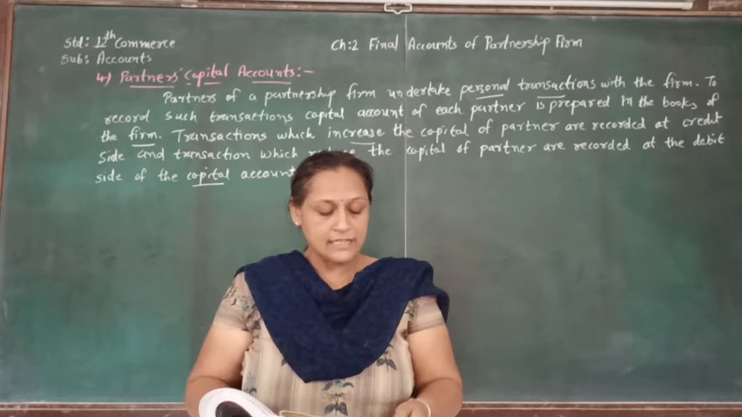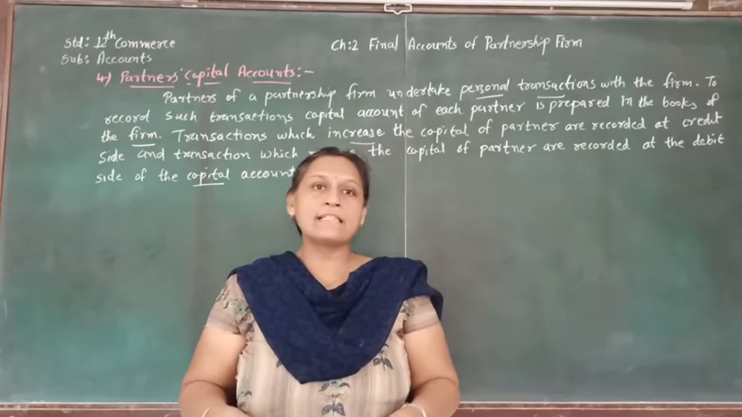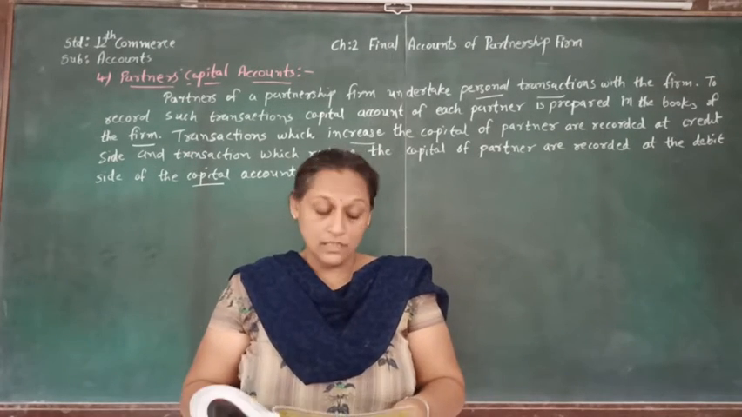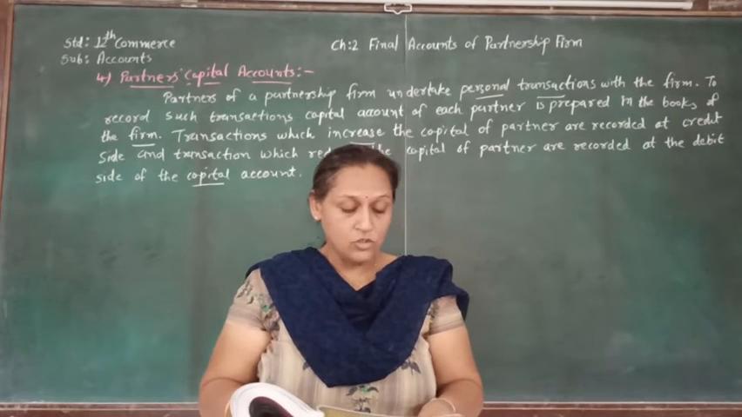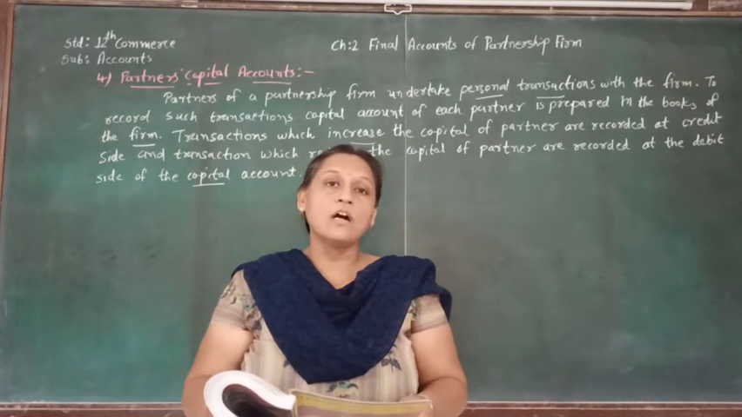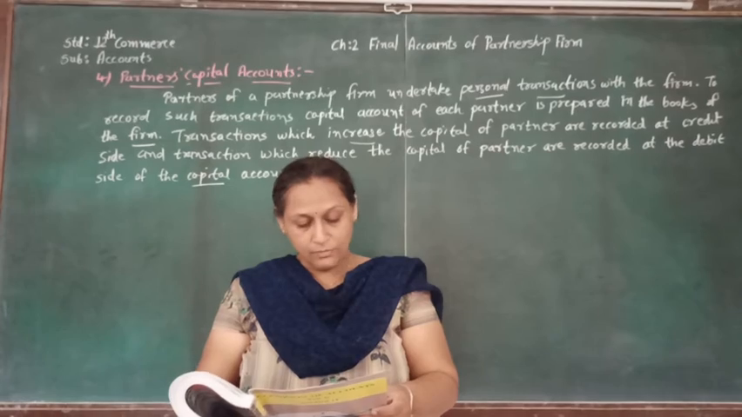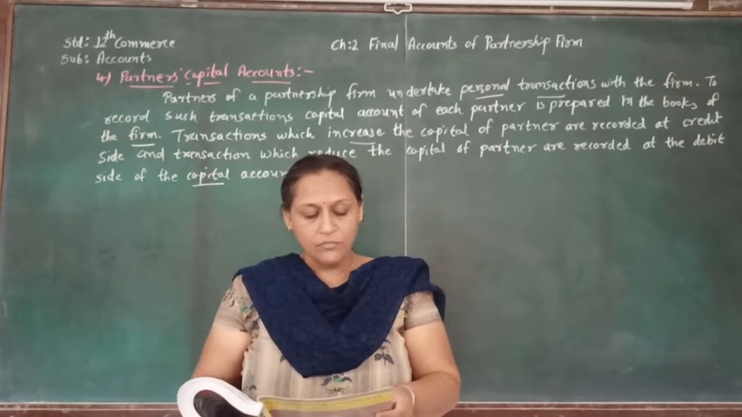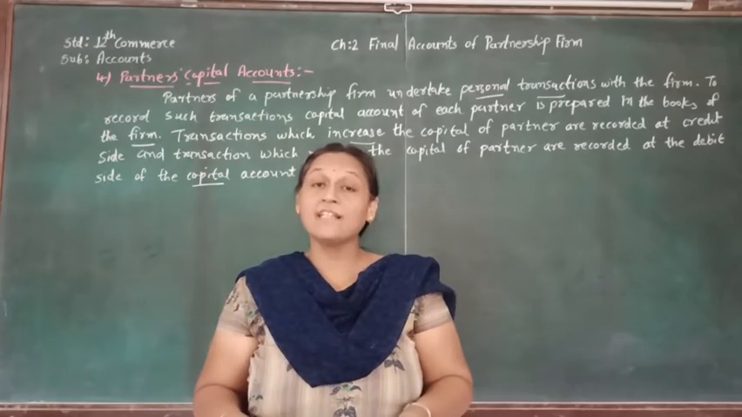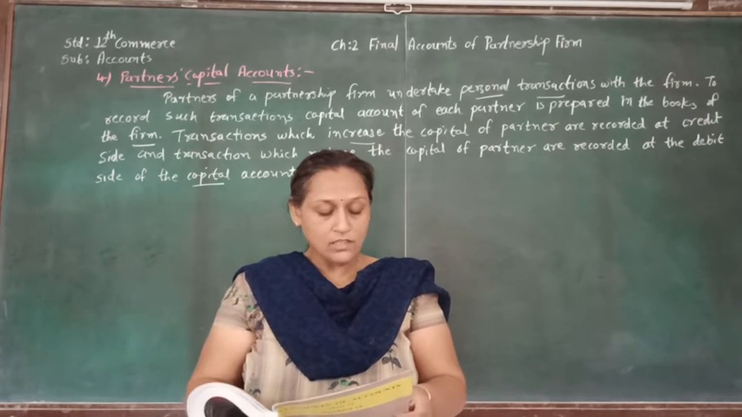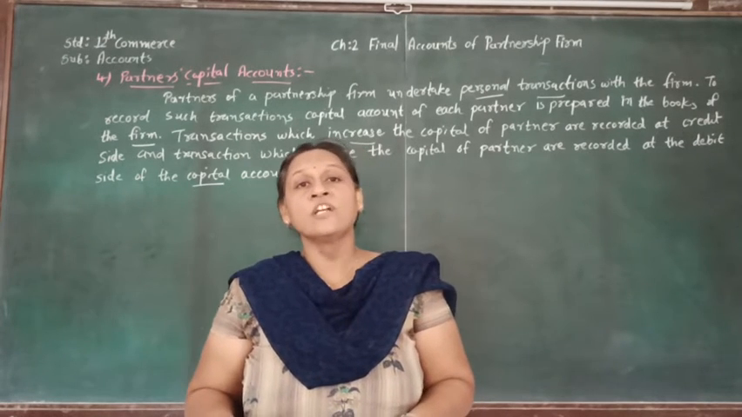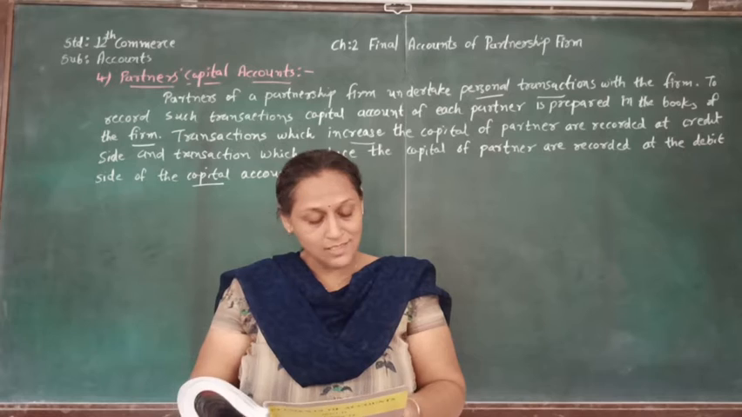The next one is interest on drawing. Whatever interest is charged by the firm on the drawing is supposed to be debited to partners capital account under the fluctuating capital account method. The next one is the profit and loss appropriation account, that is the divisible loss. Whatever loss there is in the partnership firm is supposed to be debited to partners capital account.